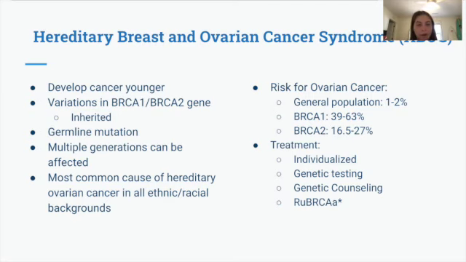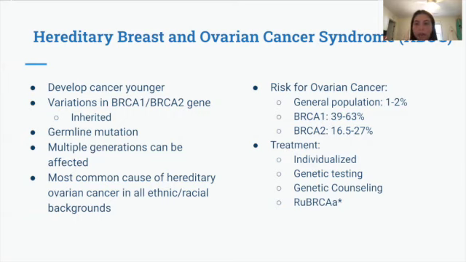So this syndrome is a mutation in either the BRCA1 or BRCA2 gene. And these are, as we learned, tumor suppressor genes which regulate cell growth. This is a germline mutation, which is in the body's reproductive cells, which makes sense because of the ovaries. So HBOC syndrome is actually the most common cause of hereditary breast and ovarian cancer in all ethnic and racial backgrounds. That is why I chose this, because it's a very prevalent risk factor.